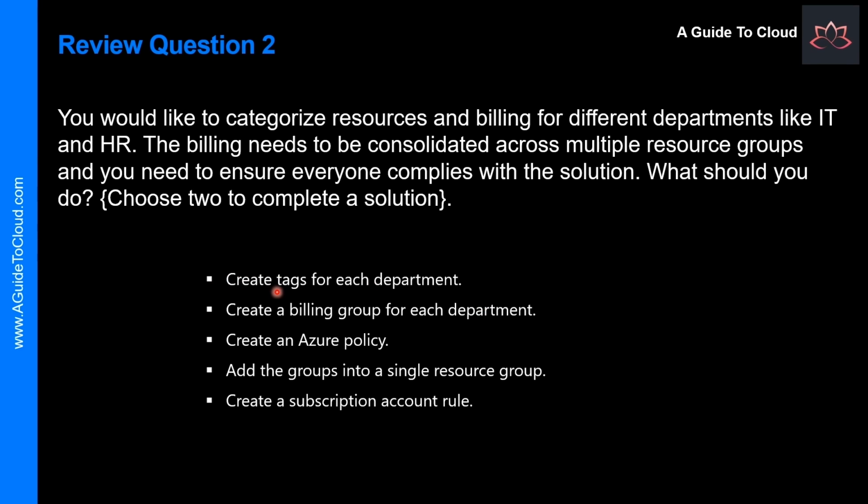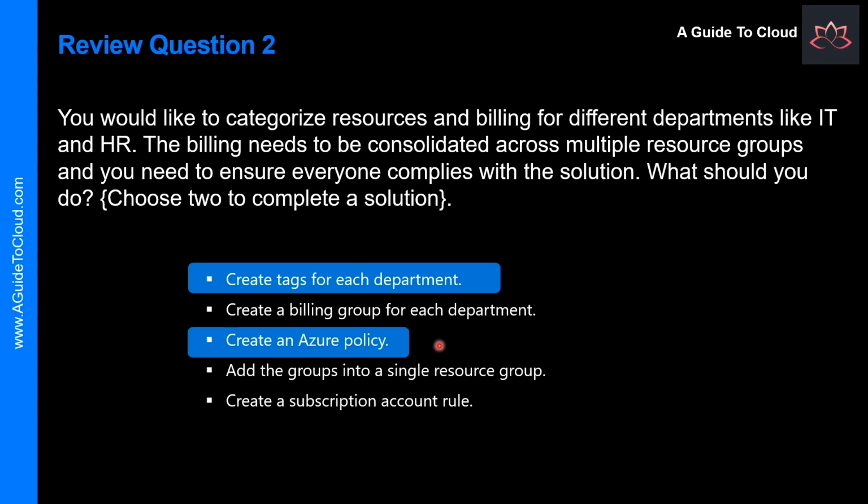So the correct answer is create tags for each department. By creating tags, you would be able to filter and categorize each department using a different tag. And the second answer is create an Azure policy as well. So you should create a tag with key value pair like department like HR or sales, etc. And then you can create an Azure policy which requires the tag to be applied before a resource is created. That's why these 2 are part of the solution.